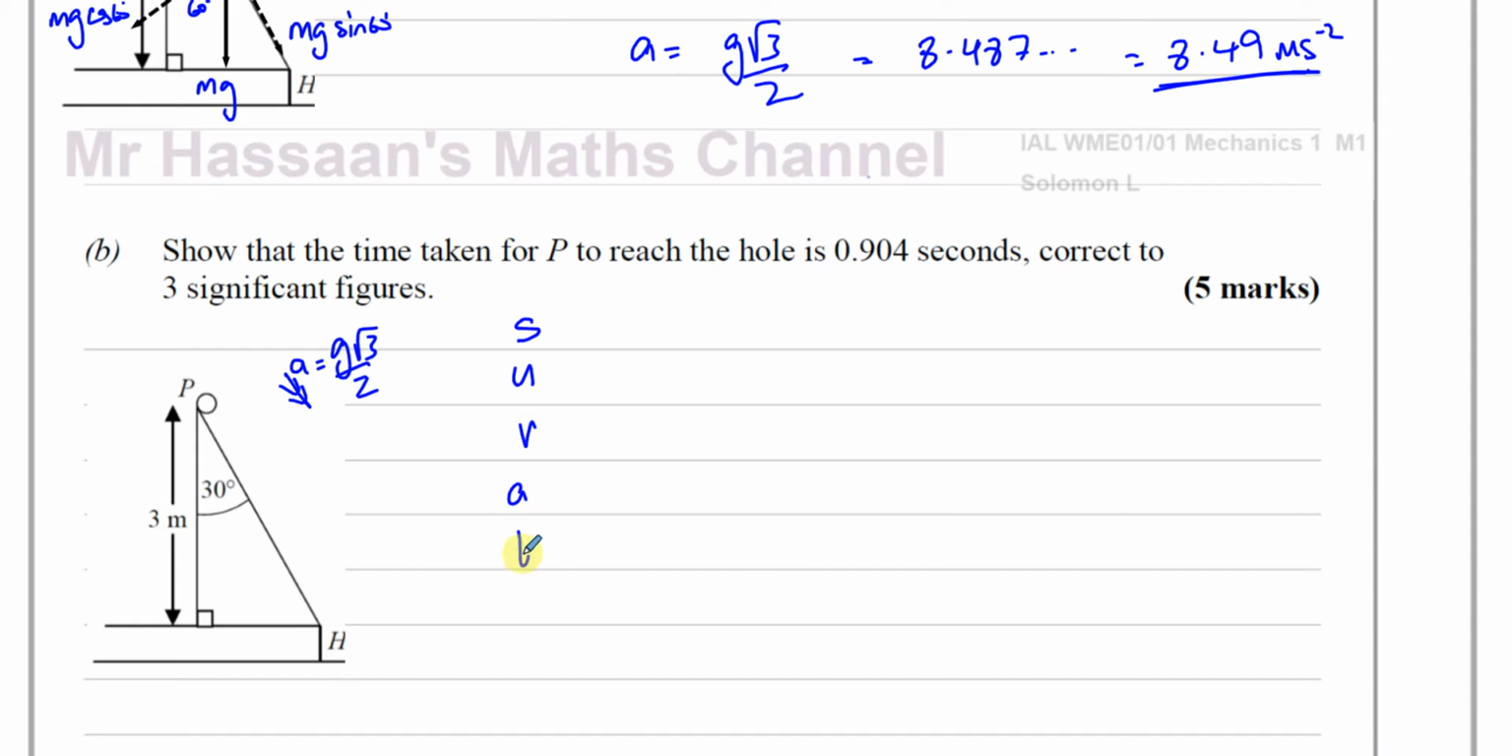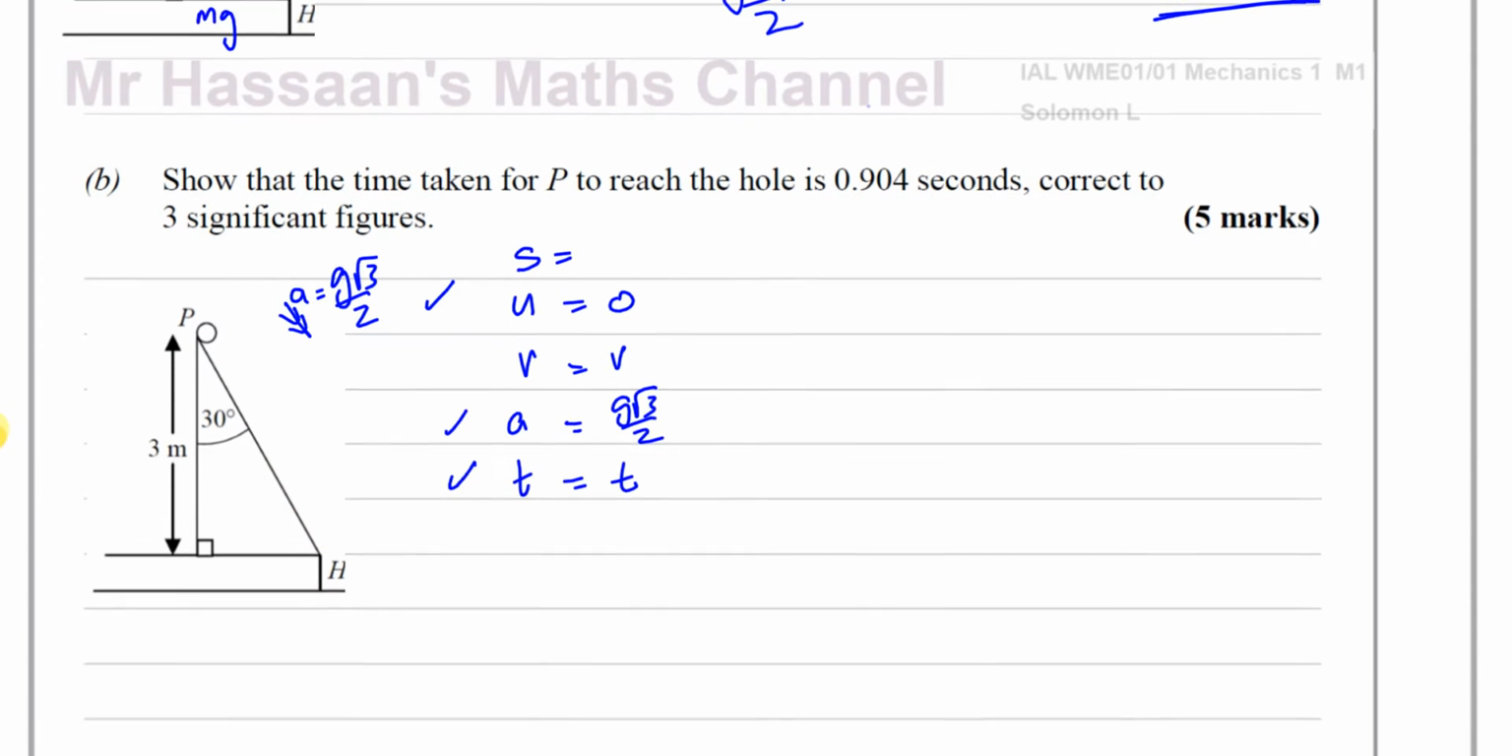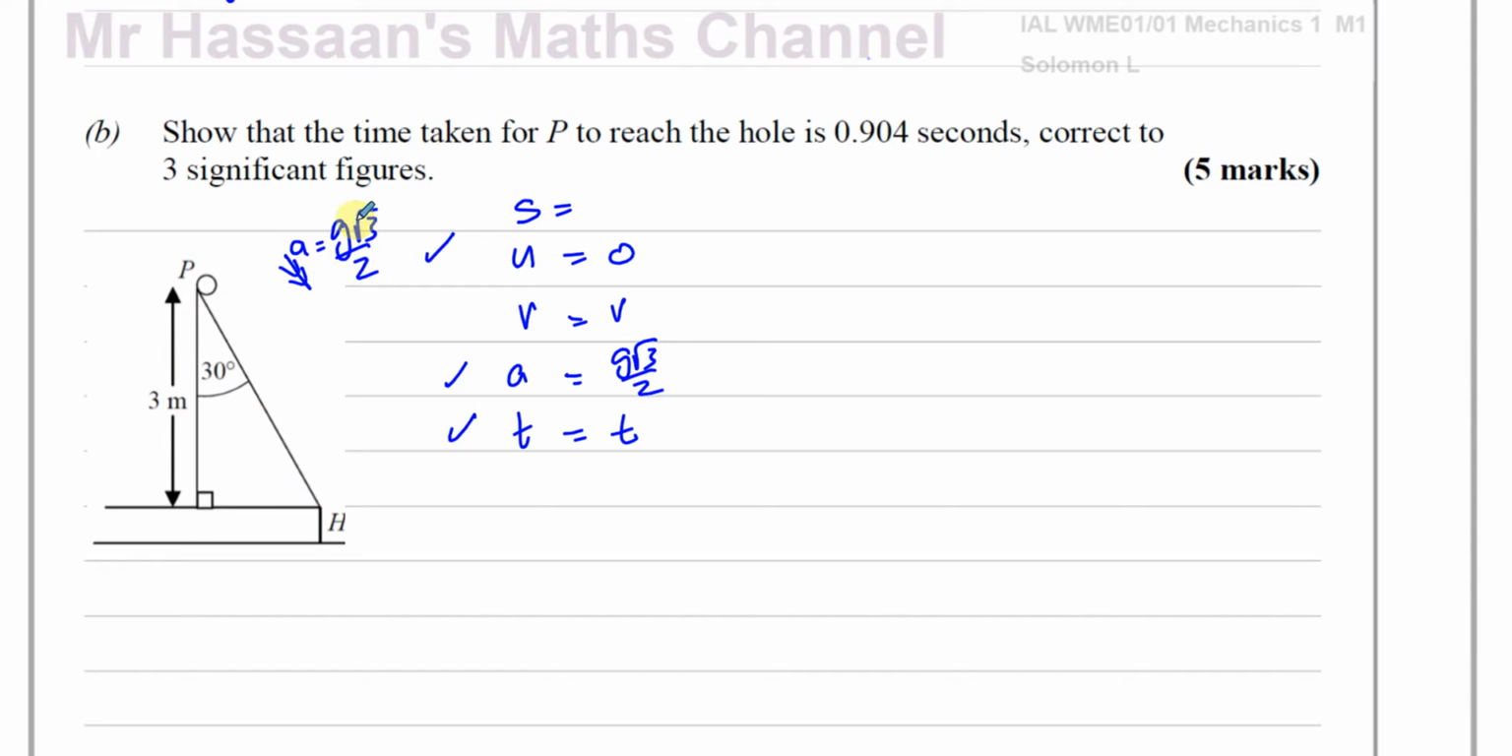We can use Suvat. All right, so what we know straight away is the initial velocity is 0. We don't know the final velocity. We know the acceleration is, as we just written, g times root 3 divided by 2. The time is what we have to find. Okay, and we also can work out what this distance that it travels is, because it's going from the top to the bottom to the hole. So we can work out that distance because we have the dimensions of this triangle here.